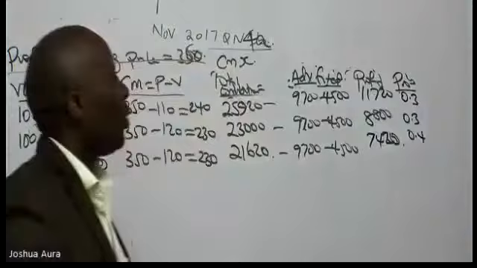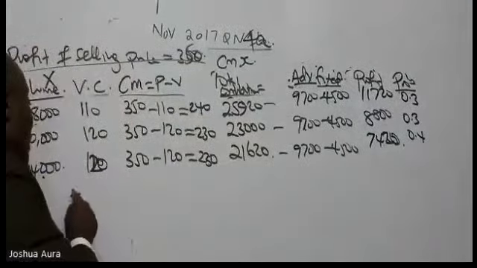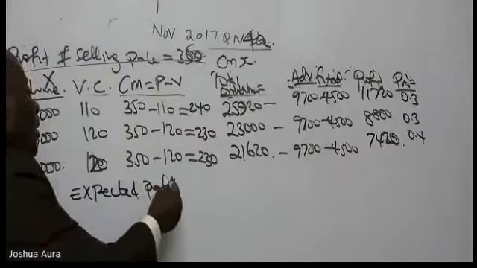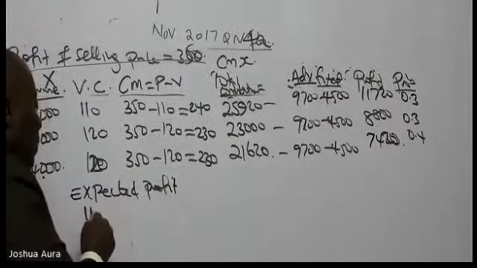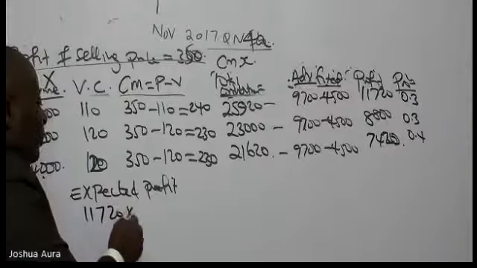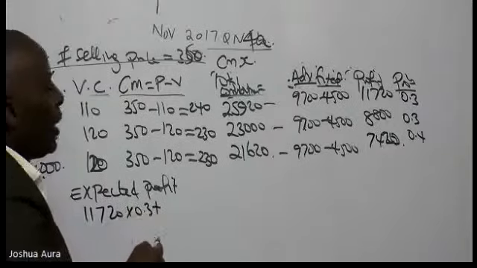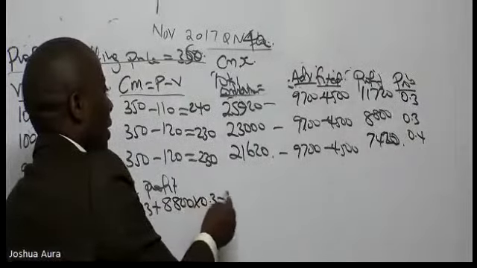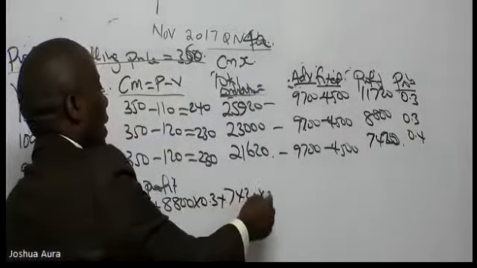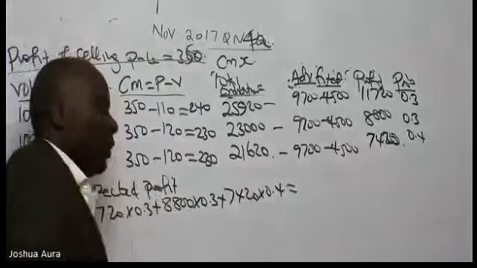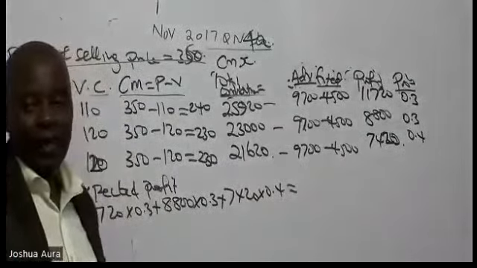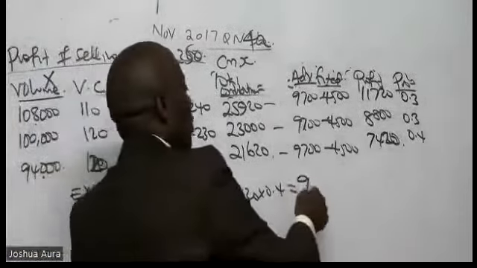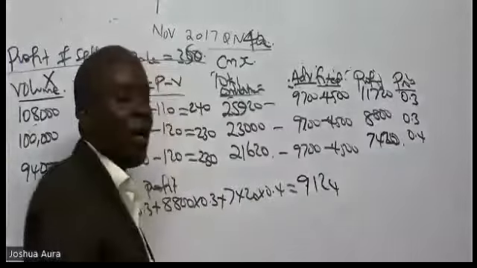Ladies and gentlemen, what I would want us to do very first is to ascertain the expected profit, the average profit. So the average profit there will be 11,720 times 0.3 plus 8,800 times 0.3 plus 74.20 times 0.4, which gives us what figure at the end of the day? 91.24, yay! And I remember that there are students who got this 91.24, thank you so much.